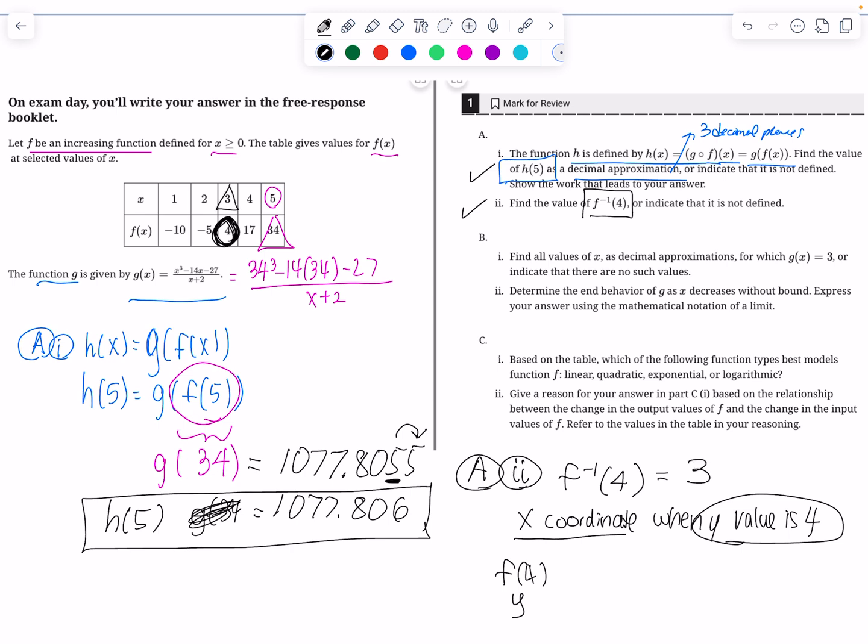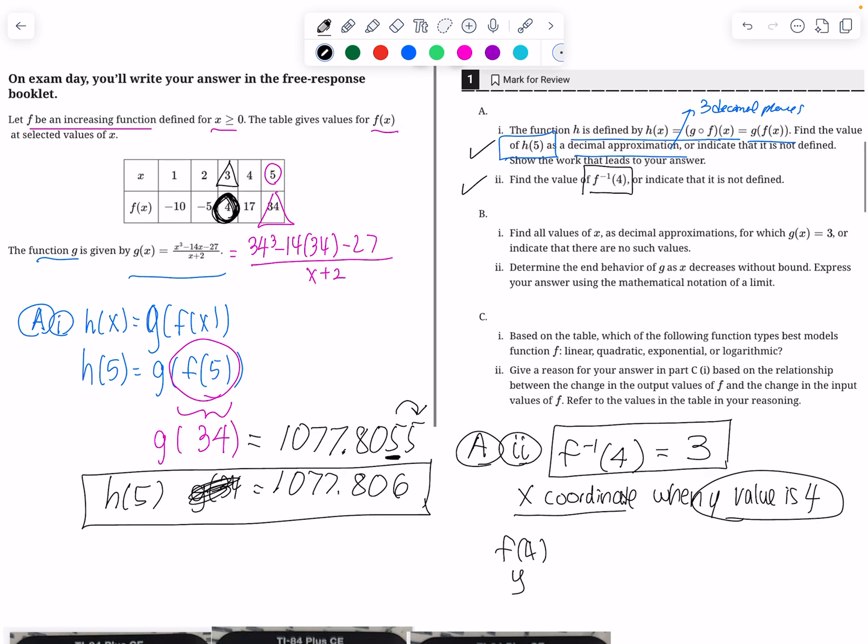So the f inverse of 4 is 3. So that's the second question. And now let's look at B. In B, it says find all values of x as decimal approximations for which g of x is 3 or indicate there are no such values.